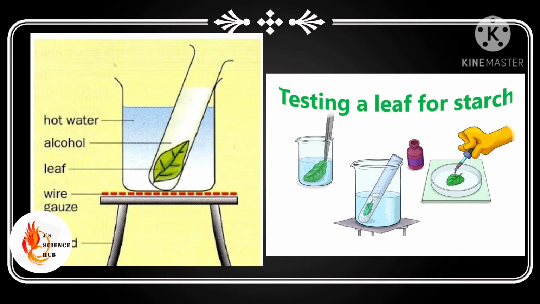So now keep the leaves on the watch glass and pour some iodine drops onto the leaf. Here the leaf turns dark blue when iodine is added. Iodine is an indicator that turns dark blue in the presence of starch. So this experiment demonstrates that leaves perform photosynthesis and produce starch when necessary conditions are supplied.